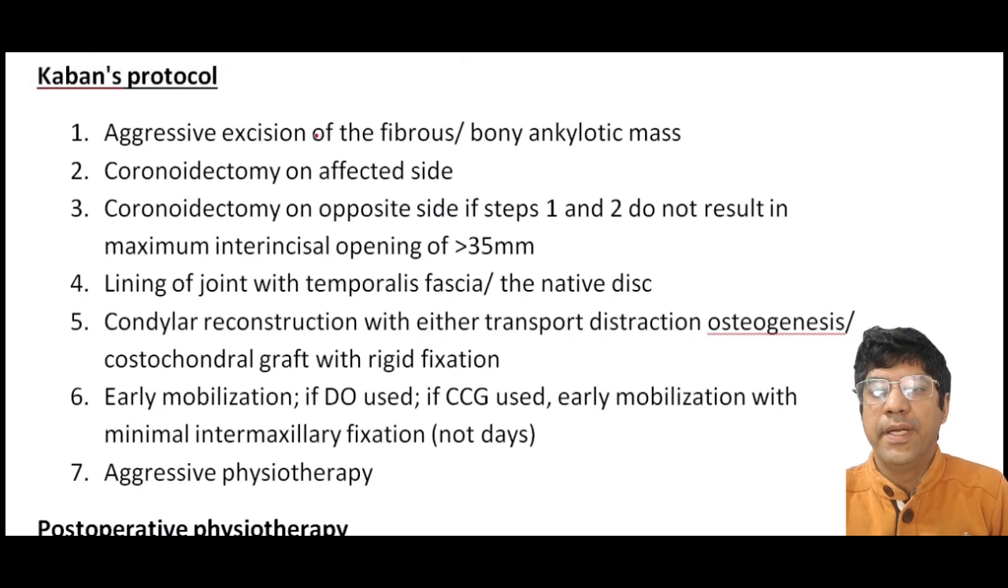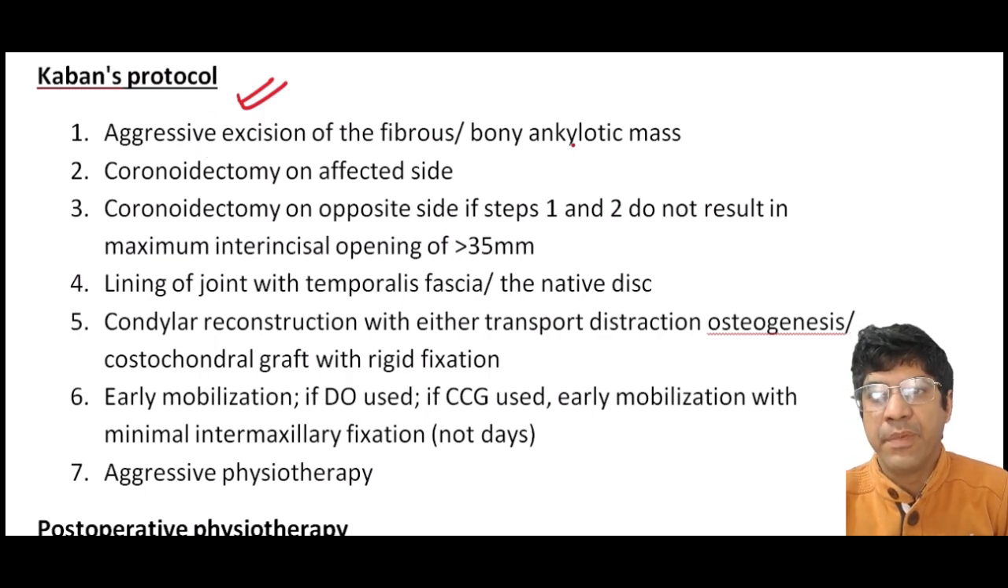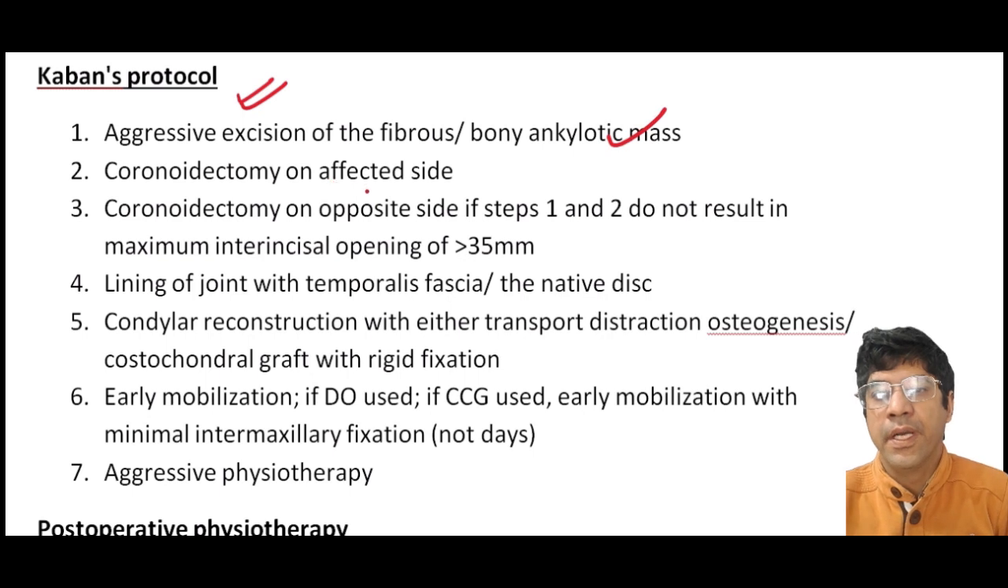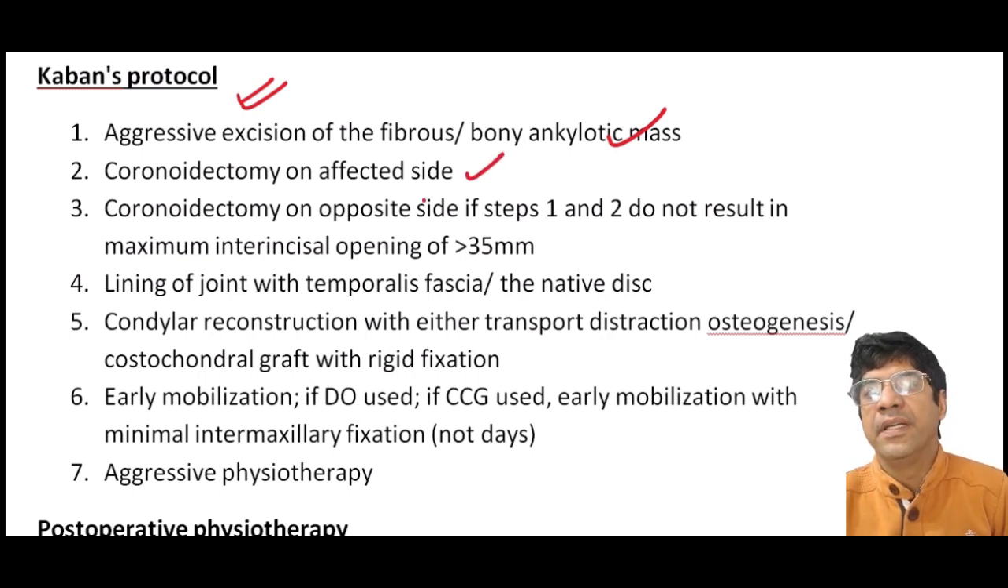Now the important next point is the series of steps related to Kaban's protocol for managing the temporomandibular joint ankylosis. The first is aggressive excision of the fibrous bony ankylotic mass. That involves the surgical removal of the fibrous or bony mass that causes the limitation of the jaw movement. Second is the coronoidectomy on the affected side. Coronoidectomy is the surgical removal of the coronoid process, which is part of the lower jawbone. These steps aim to alleviate the restriction caused on the affected side.